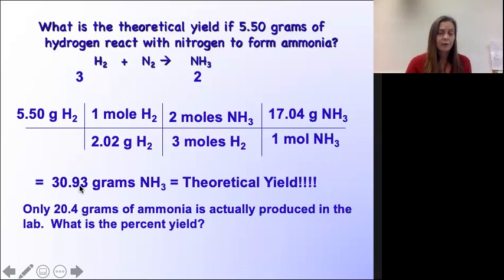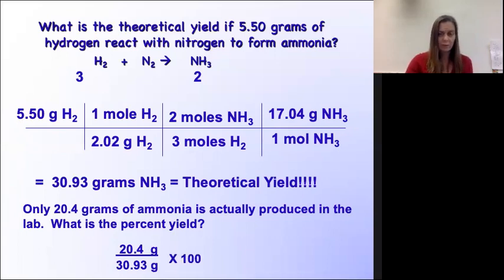Now we're also told that only 20.4 grams of ammonia is actually produced in the lab, and it asks us to find the percent yield. So the 20.4 grams is our actual yield. We're going to put that on the top. The 30.9 grams of ammonia is the theoretical yield. So we're going to put that on the bottom, actual over theoretical, times 100%. And we get that we had a 65.96% yield. Now this really should only be 66.0 because I really only have 3 significant figures.